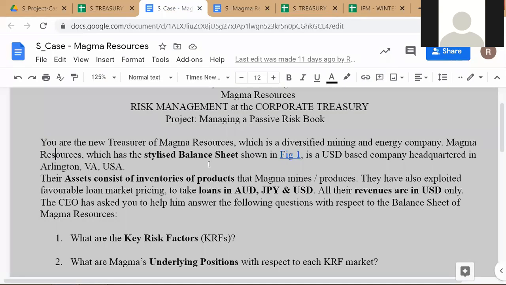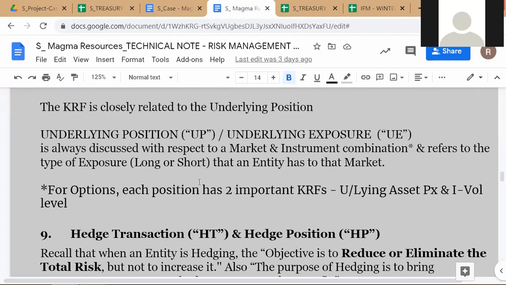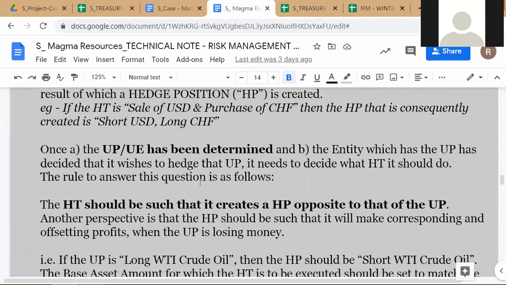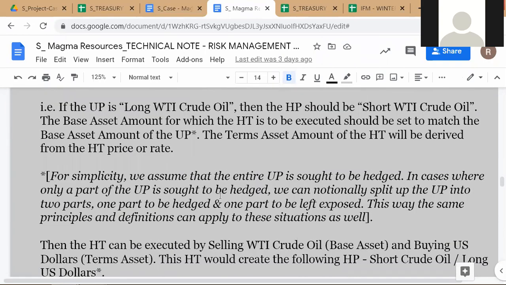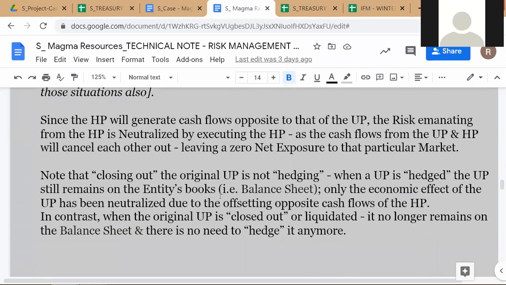Right. So here you have this mining and energy company, with the concepts that we are covering right now being key risk factors. And then we are going on to hedge transaction, hedge position. Okay. This opposite offset part of it that we discussed.